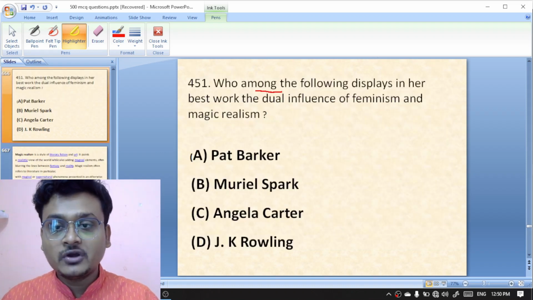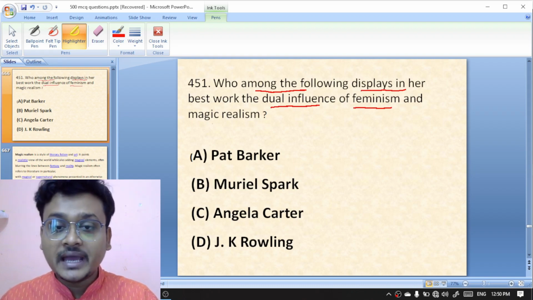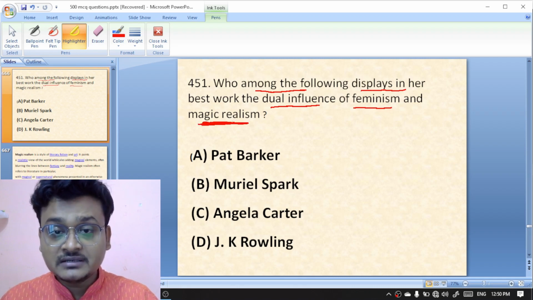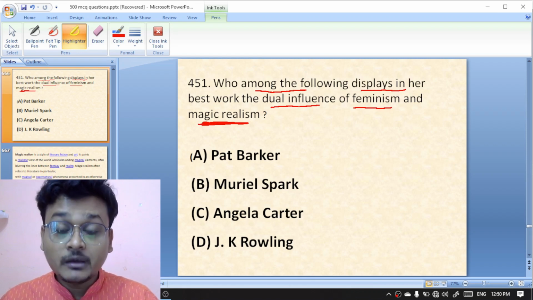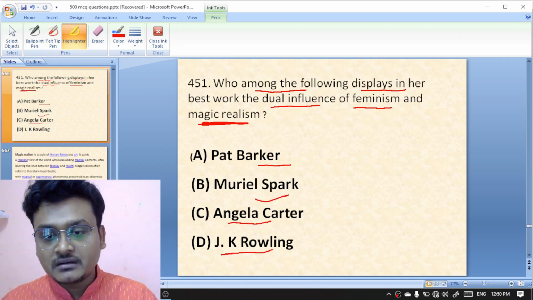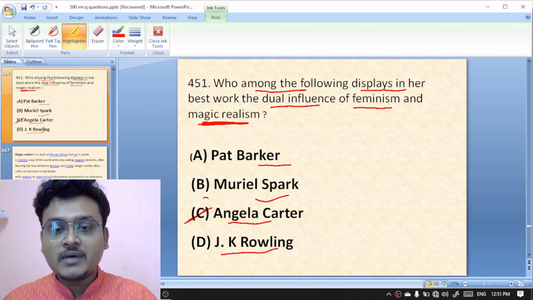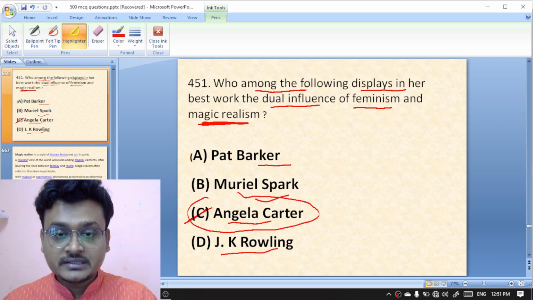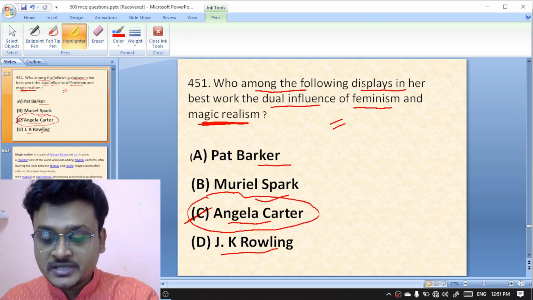Who among the following displays in her best work the dual influences of feminism and magic realism? In which writer's work will we find the elements of the influence of feminism as well as magic realism? Pat Barker, Muriel Spark, Angela Carter, J.K. Rowling. So the right answer here is Angela Carter. In the works of Angela Carter, we will find the influence of feminism and magic realism. Other magic realist writers are Salman Rushdie and Gabriel Garcia. These are famous authors of magic realism.